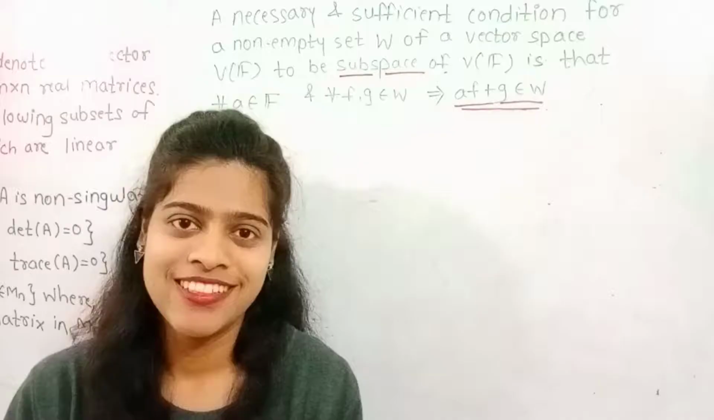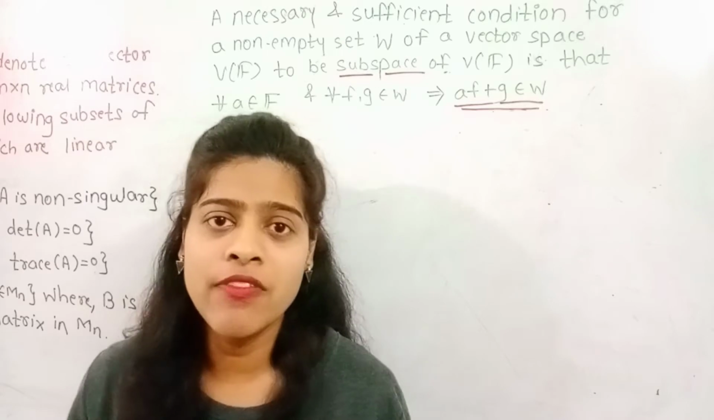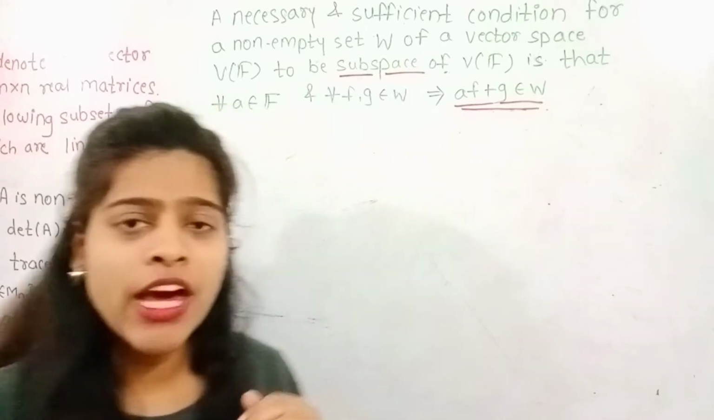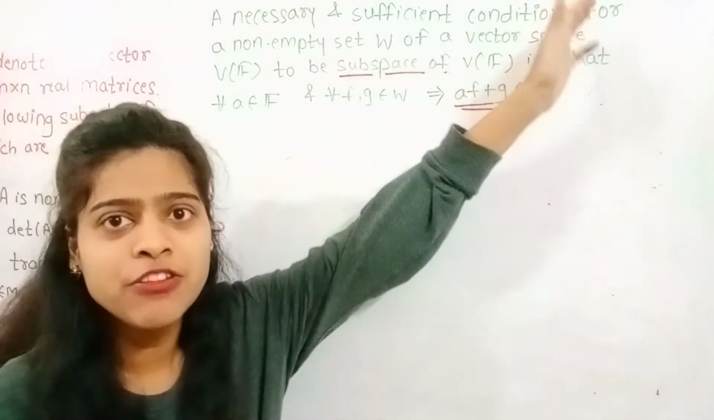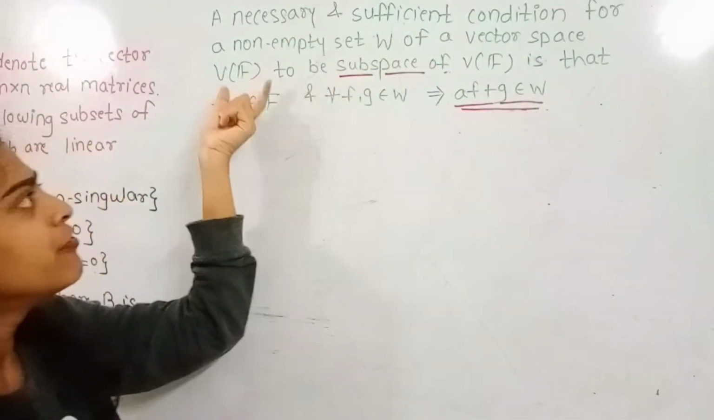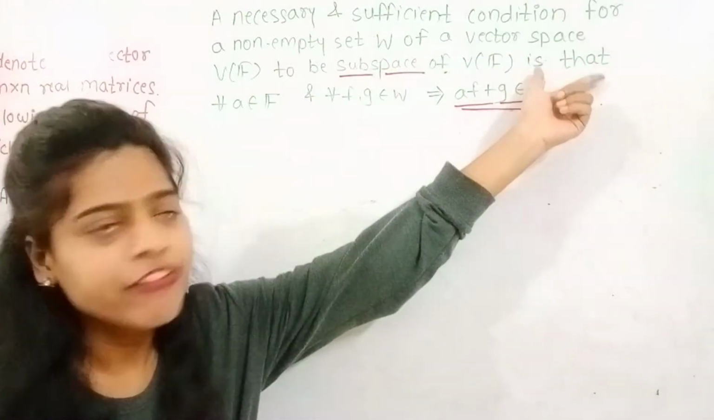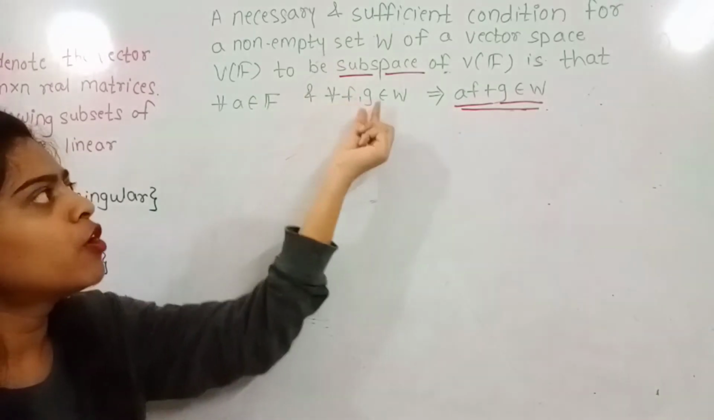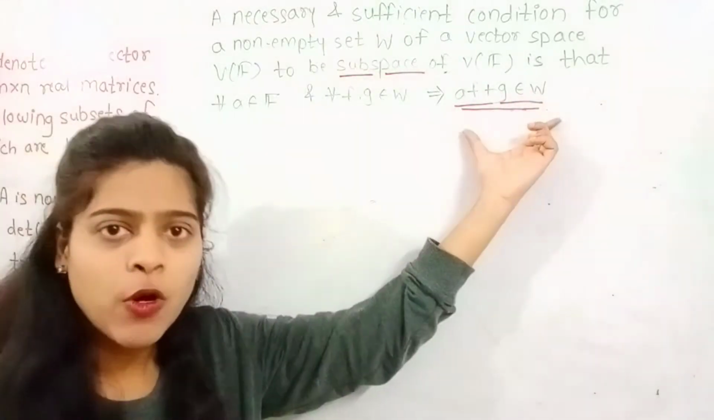To start the solution, we only have to find whether the given sets V1, V2, V3 and V4 are subspaces or not. For that purpose, we are going to use this theorem: a necessary and sufficient condition for a non-empty set W of a vector space V over F to be a subspace of V is that for all a belonging to F, that is a field, and for all f, g belonging to W, that implies af plus g belongs to W.